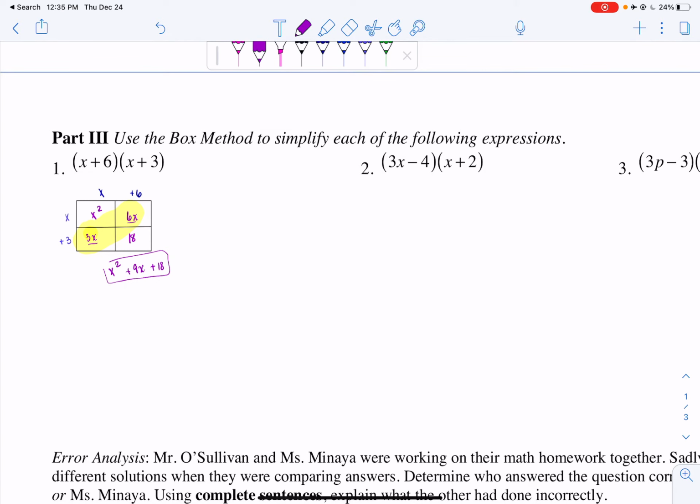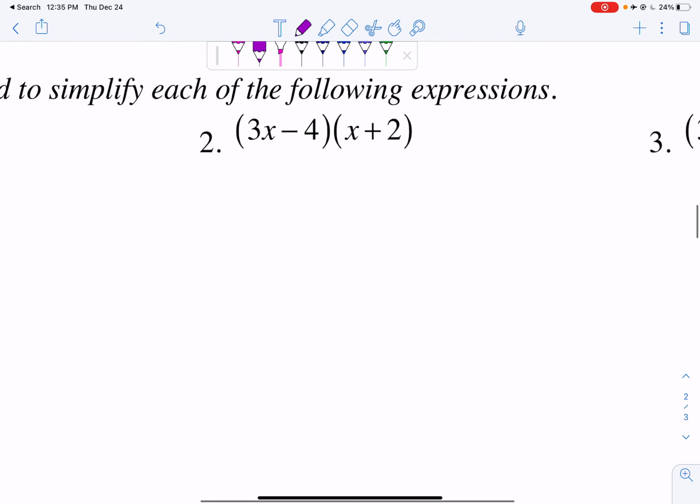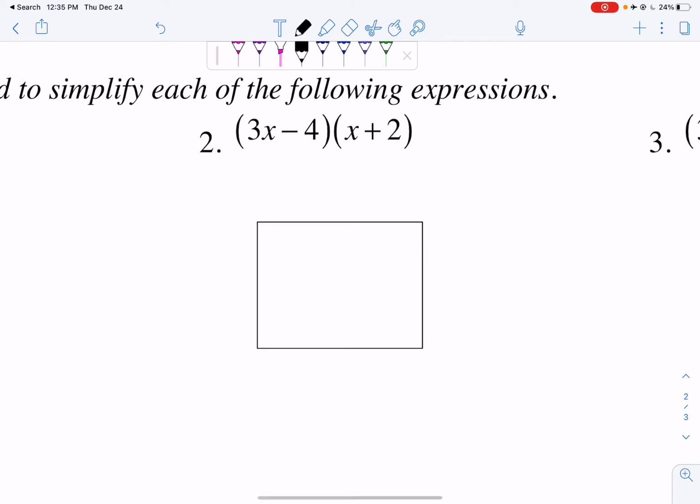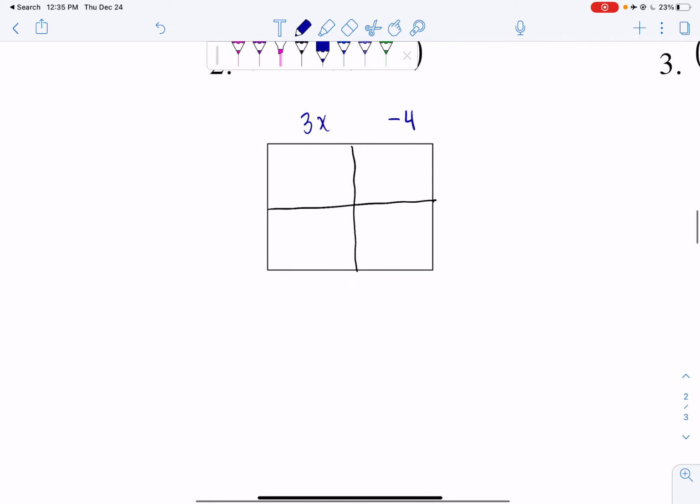Now we're going to make it a little more challenging by doing 3x minus 4 times x plus 2. But again, if you know your box method rules, you'll be great. We are going to draw our box with 4 squares on the inside. So I have 3x minus 4. Ooh, it's going to be a little tricky because of that minus. Make sure you put that minus with the 4. I'm going to have my x plus 2.